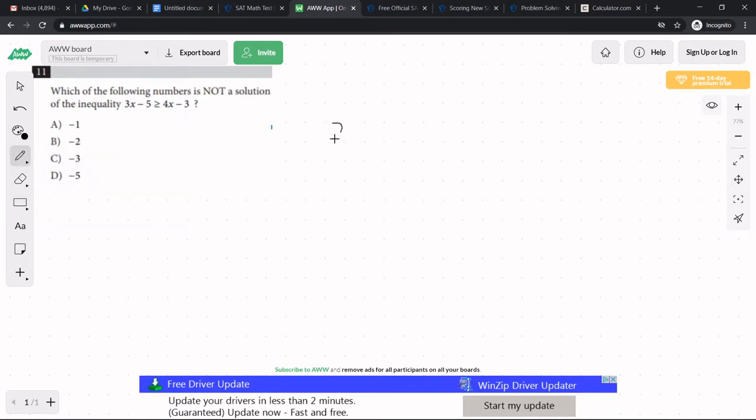Now, solution. 3x minus 5 is greater than or equal to 4x minus 3. So, when we're dealing with an inequality, you can keep in mind the sign that's here, but for the most part, we treat it pretty much the same way that we do when there's an equal sign.